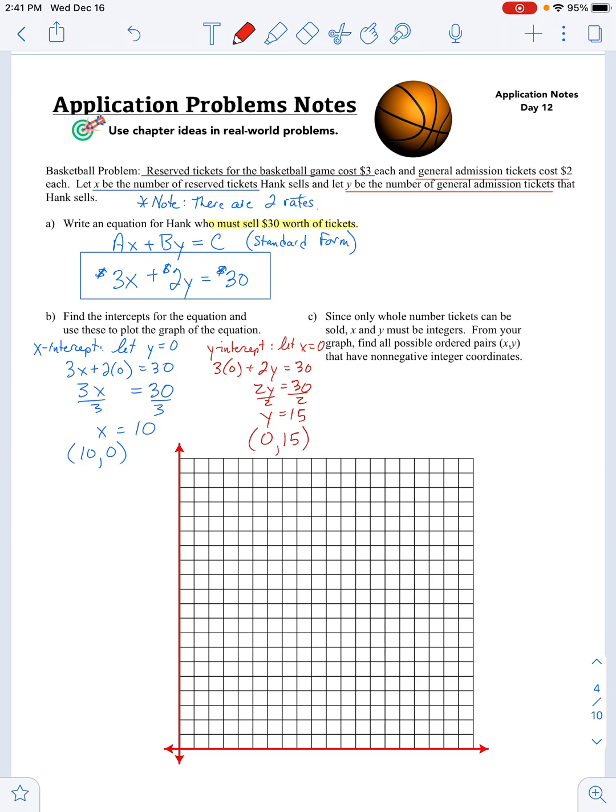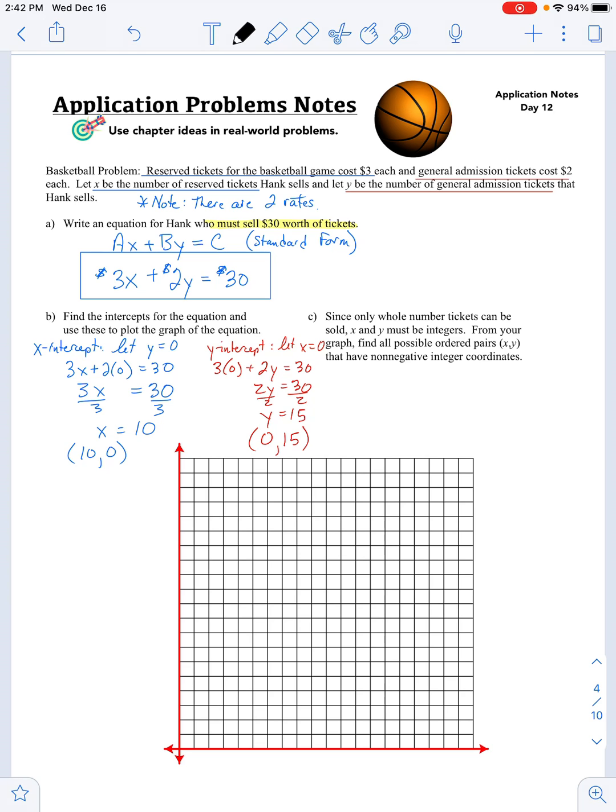We look at part C there, and it says, since only a whole number of tickets can be sold, x and y must be integers. From your graph, find all the ordered pairs that satisfy them both being what we talk about here as integers. So before we can move into that part, I do need to make sure that we put some labels on our axes. We need to scale it.